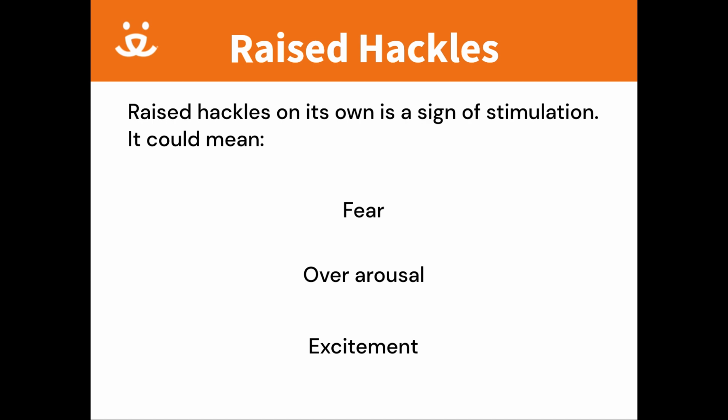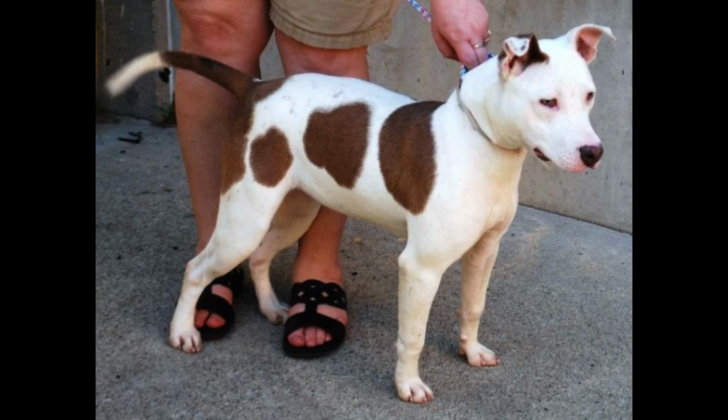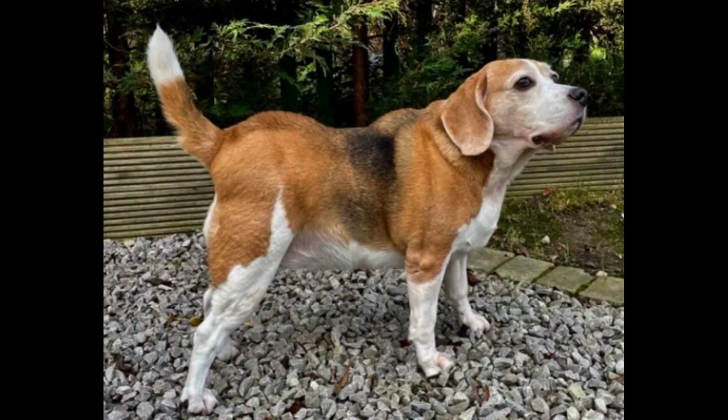Frustration and arousal signs include ears alert and forward, head and tail held high, a stiff or flagging body posture, dilated pupils, and raised hackles.